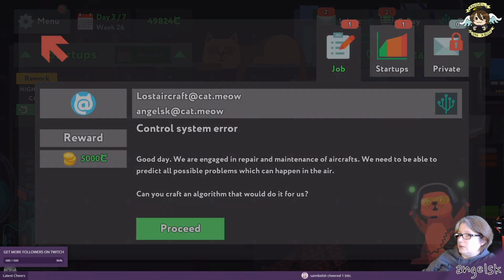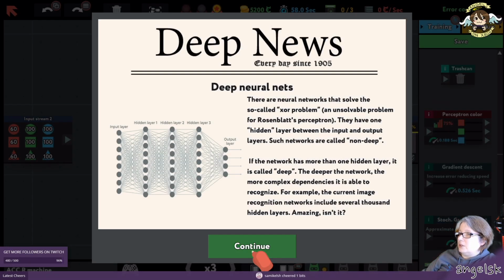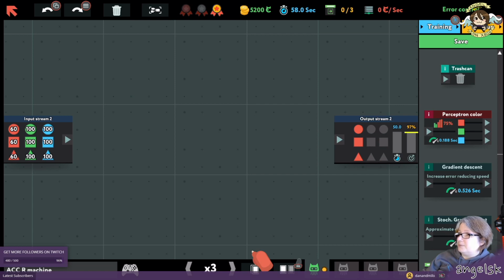All problems. Okay. Launch control, lost aircraft. Deep neural network. So neural networks solve the so-called XOR problem, an unsolvable problem for Rosenblatt's perceptron. They have one hidden layer between the input and the output layers. Such networks are called non-deep. If the network has more than one hidden layer, it's called deep. The deeper the network, the more complex dependencies it's able to recognize. For example, the current image recognition networks include several thousand hidden layers. Amazing, isn't it?